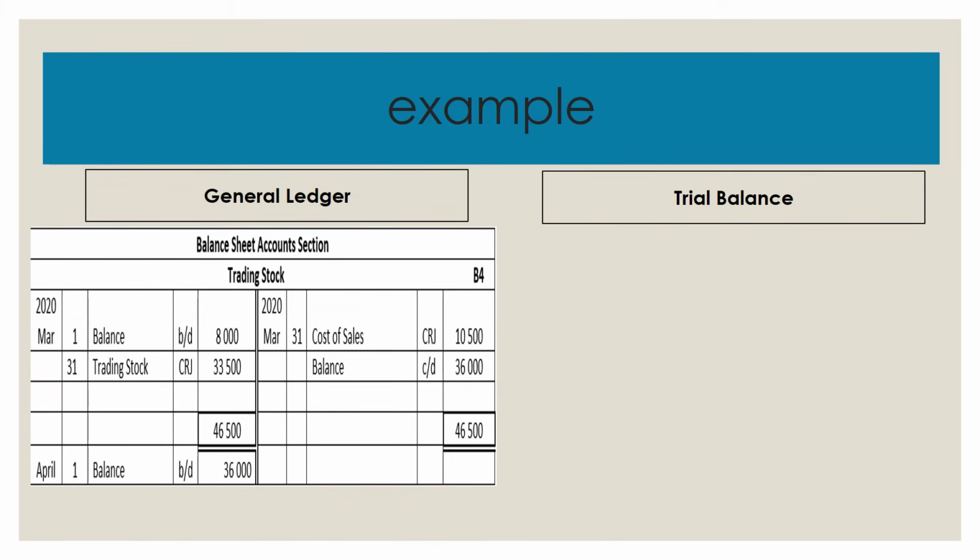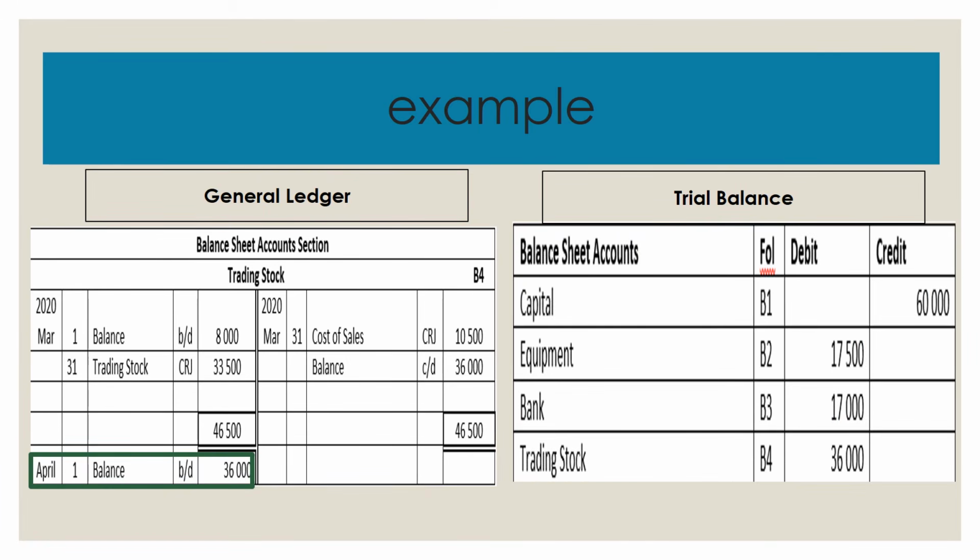Here we have our trading stock. We take our balance at the end of the month or the beginning of the new month, and we enter it into our trial balance account B4, 36,000 Rand on the debit side.